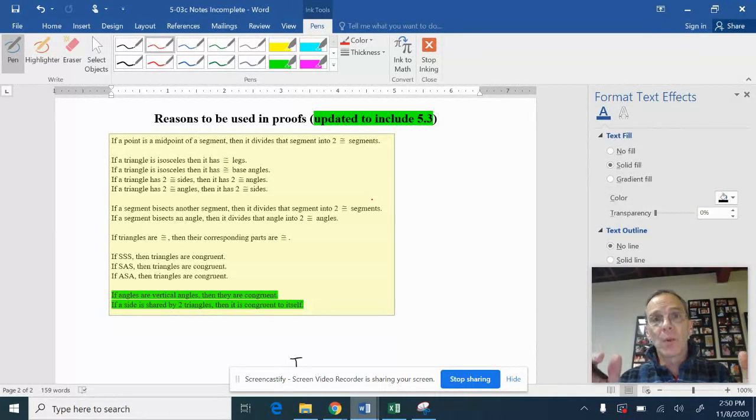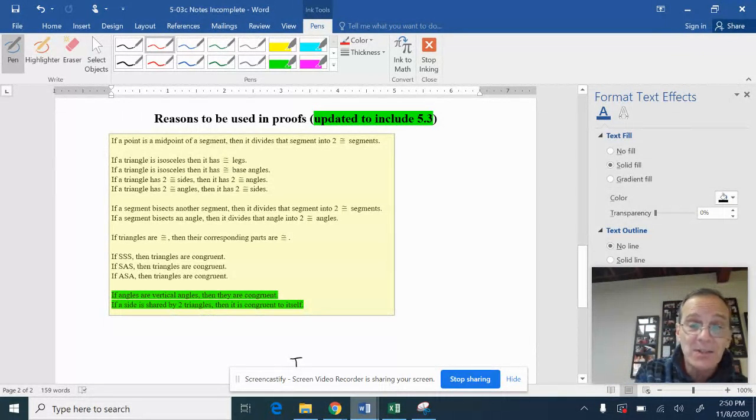And we're going to do more proofs. And believe it or not, the proofs are going to get even longer. Okay. But we're not going to need any more reasons to be able to do these longer proofs. So this is it. This is the final list. Okay. And the two new ones I've highlighted in green down at the bottom of this box here.